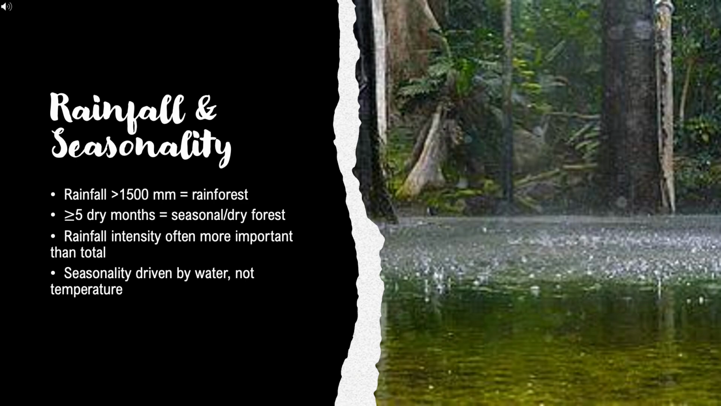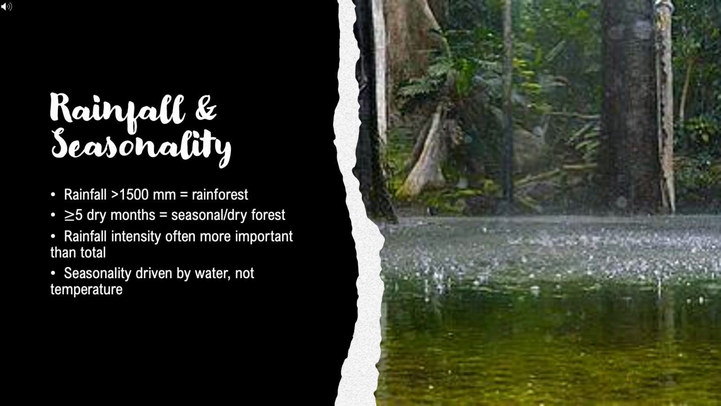But here's something that often surprises students. It's not just the total amount of rain that matters, it's the intensity and timing. A site that gets 2,000 millimeters of rain all arriving in 2 months of intense downpours is ecologically very different from a site that gets 2,000 millimeters spread evenly across the year. Think about what that means for erosion, for plant stress, for flooding. High-intensity rainfall events can strip topsoil, drown root systems, and overwhelm drainage infrastructure.